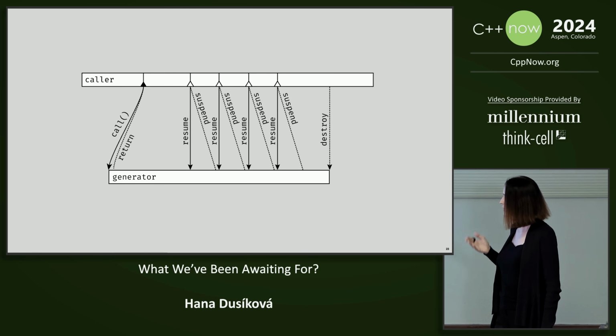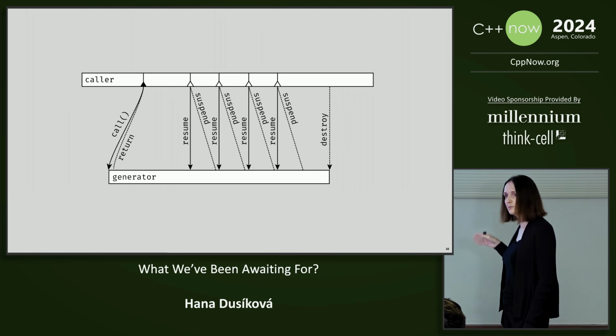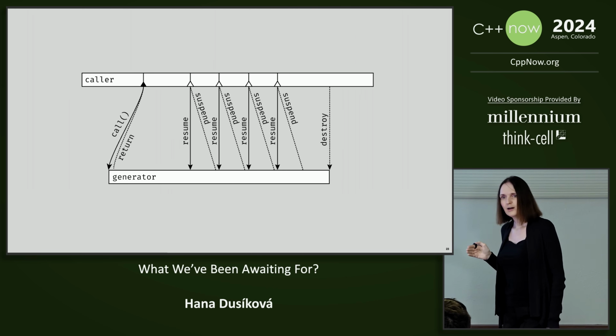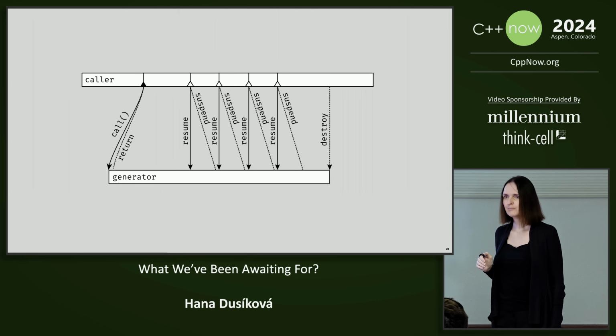Because coroutines are just like a generic function. So for a generator, you call it. It will immediately return, suspend. And then every time you want a value from it, you resume, and it will suspend. You resume, it will suspend, resume, and suspend. Did you try to write your own generator? It's a nice exercise. You should do it. It's fun, actually.